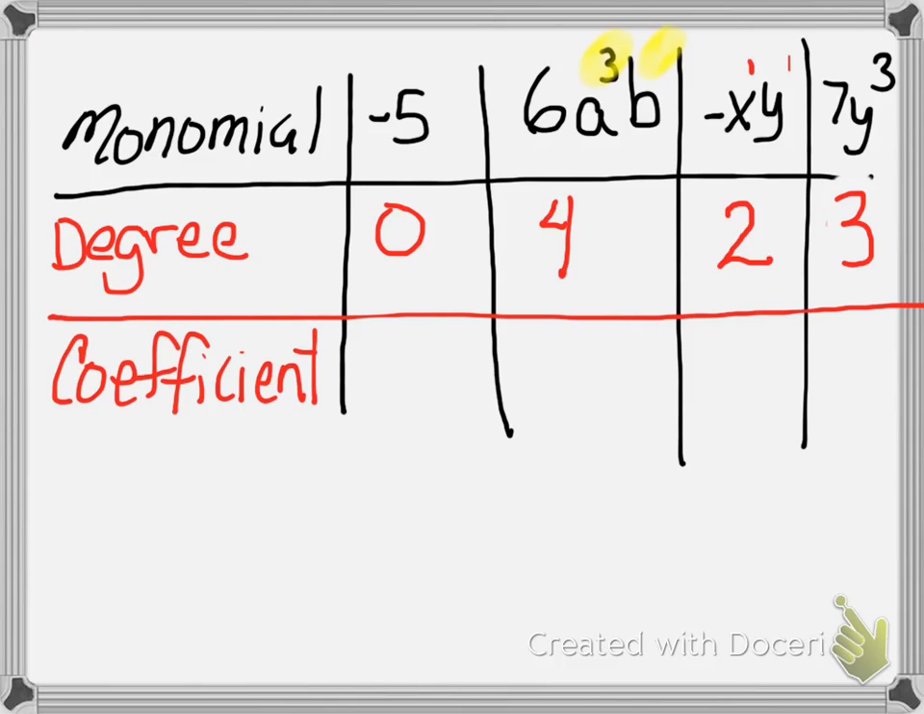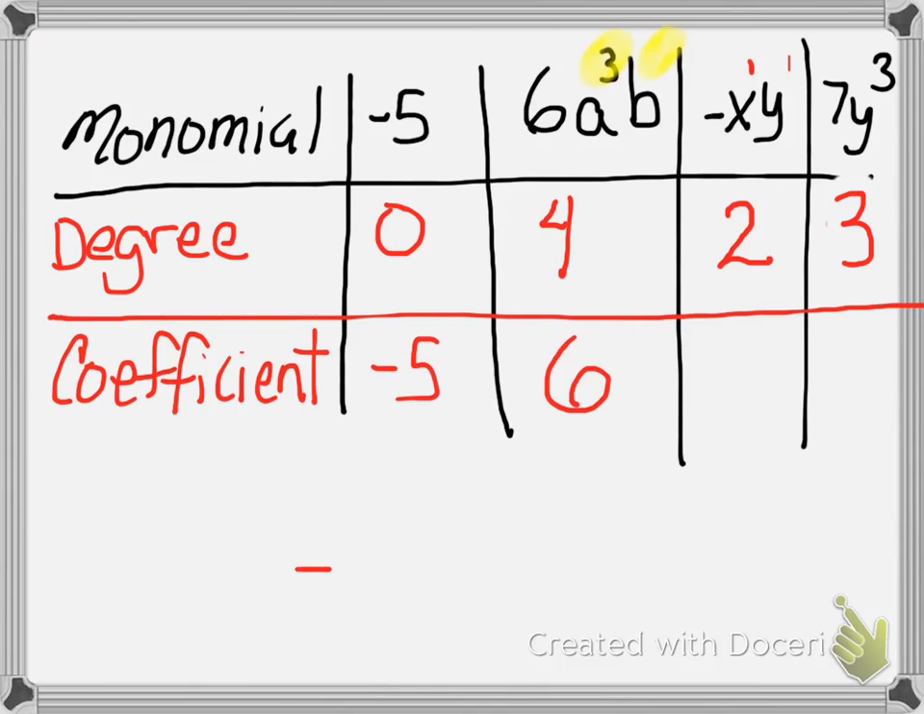A lot of vocab in this one, and you might want to make yourself maybe some little vocab cards. You do need to know this vocab. A coefficient is the number that's in there. So if I'm looking at the number -5, then the coefficient is -5. It's just the number. If I'm looking at 6a cubed b, the coefficient is 6. It's a number that's sitting there with the variables, being multiplied times the variables.